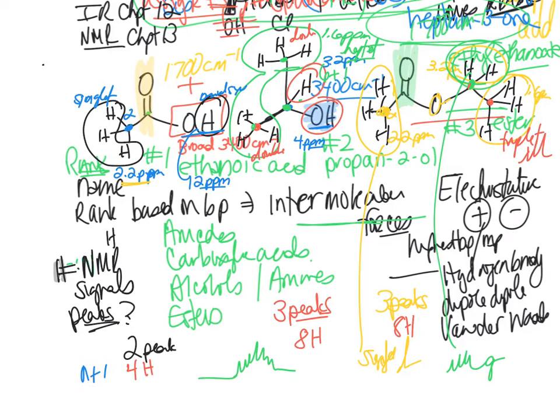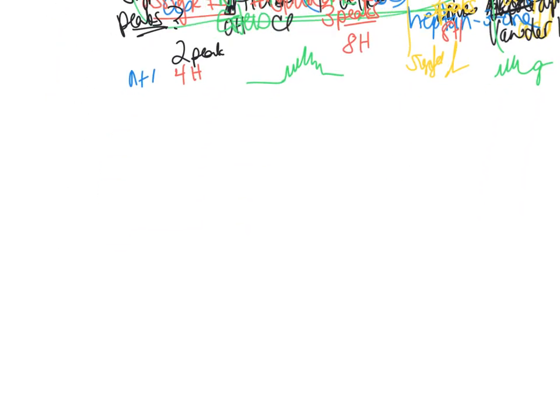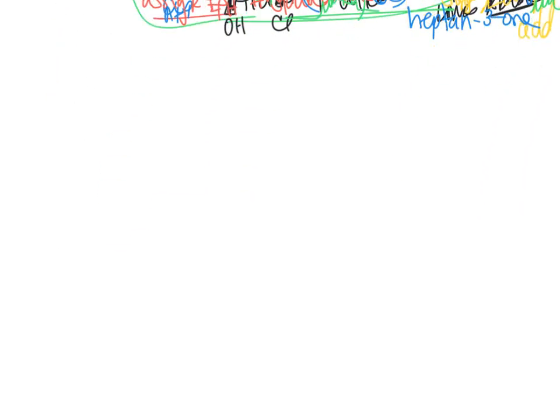Now let's do degrees of unsaturation. How many degrees of unsaturation for this first compound? 1. How many for the next one? 0. How many for this last one? 1. So what's degrees of unsaturation? How many does this one have? Okay, and let's talk about its NMR and IR spectra. And then so degrees of unsaturation are, you can read about in your book.